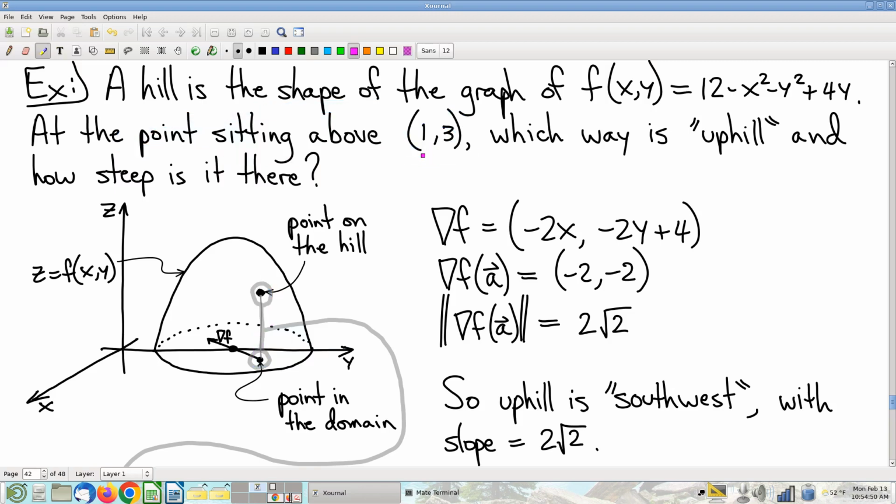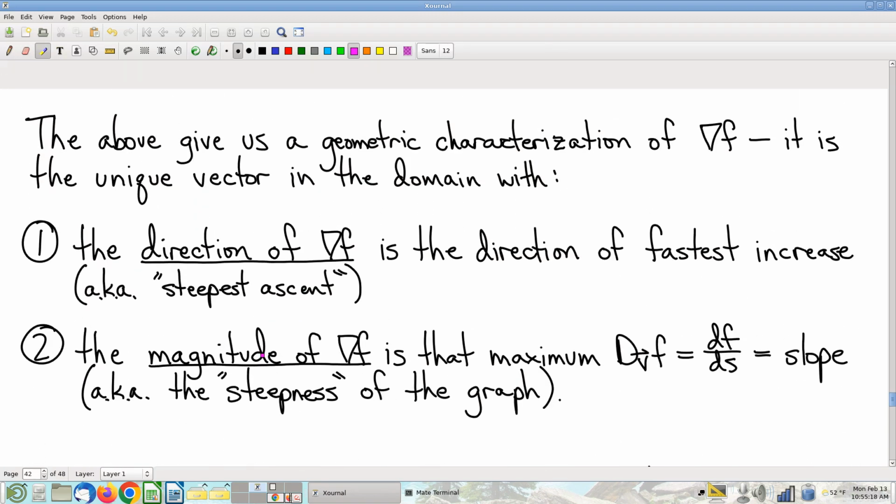Okay, so here I am, and my input, my x and y coordinates in question, are (1, 3), and I want to know which way is uphill, and how steep is it? Very natural questions to ask. Again, if you're standing on the side of the hill, it's nice to know which way is uphill and how steep it is. Perfectly natural. So, again, the gradient is the answer to these questions. Which way is uphill?